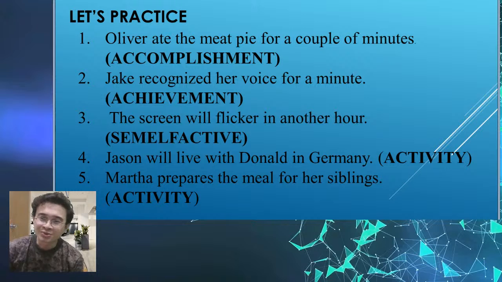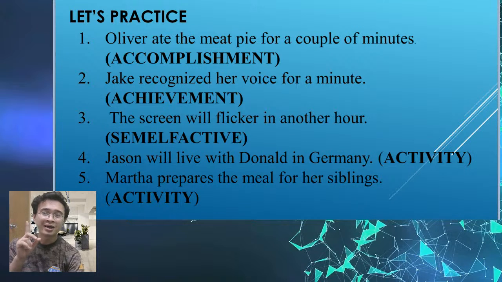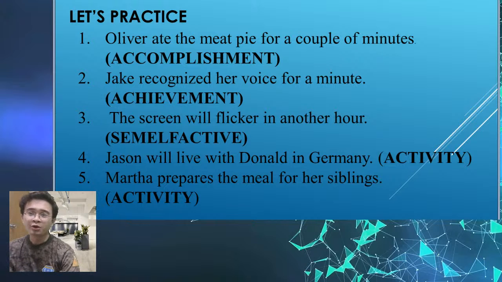And for number 2, Jake recognized her voice for a minute. The verb here is recognized. Recognize someone. Oh, I know, I can tell his voice. So this one really happened maybe in less than 5 seconds or 10 seconds. And afterwards, finished, right? So it means you know her voice, you can tell her voice. So this kind of verb is called an achievement verb because it happens, or the result also shows, quickly, and the verb also happens instantaneously.